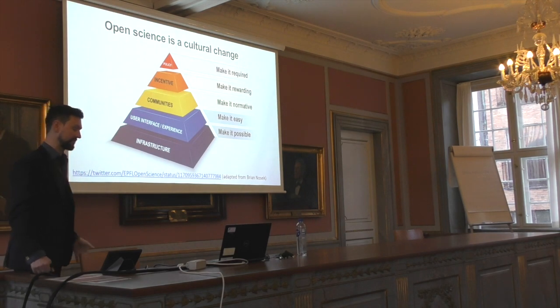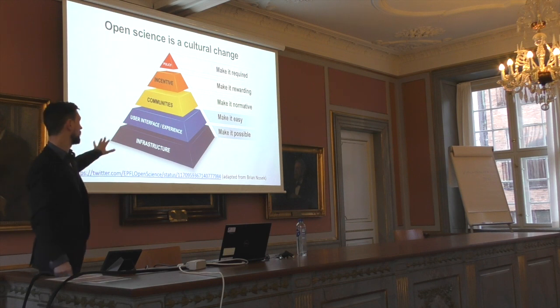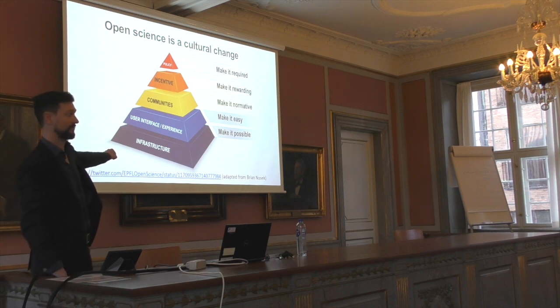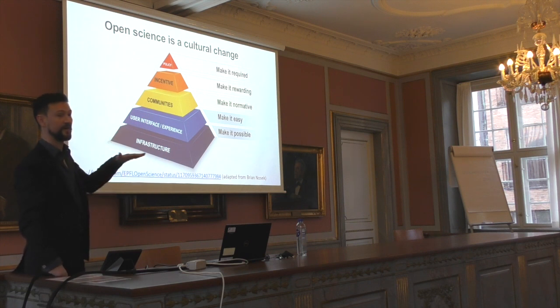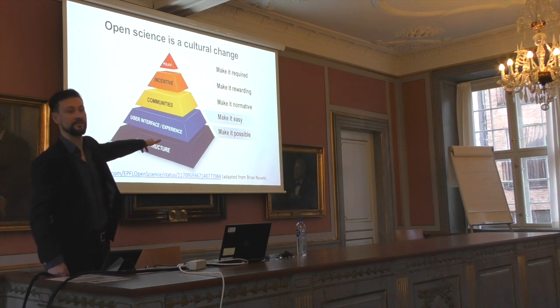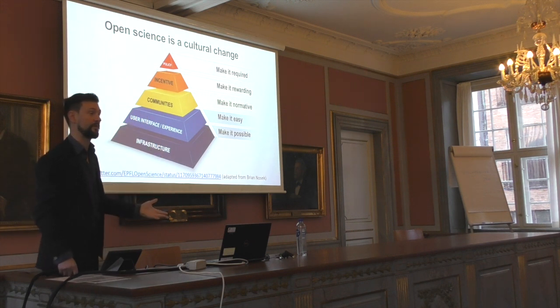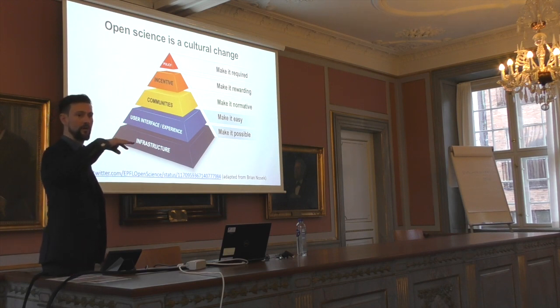So open science comes into this as a sort of counterculture, if you want to think about it like this. And I stole this beautiful image from Brian Nosek, the founder of the Center for Open Science. He likes to talk about open science at five different levels. At the top we have policy changes, and this includes things like Plan S or the Research Excellence Framework in the UK. Things that work from the top down to make open scientific practices required.